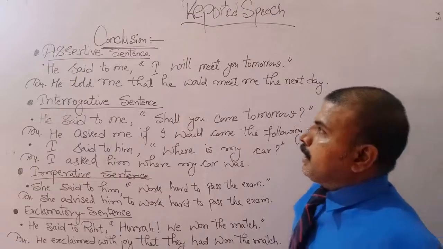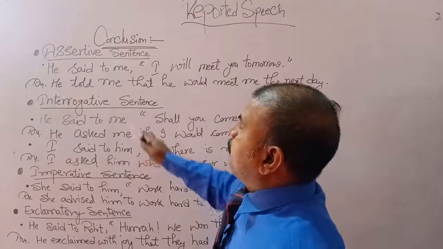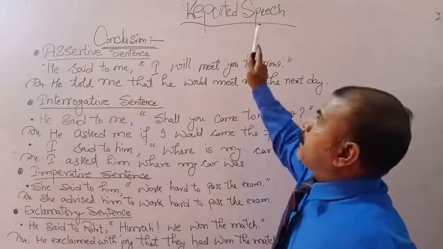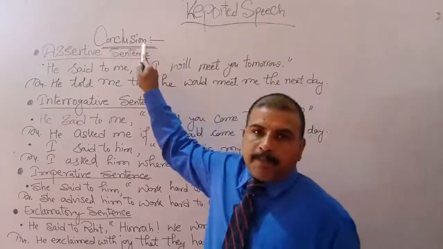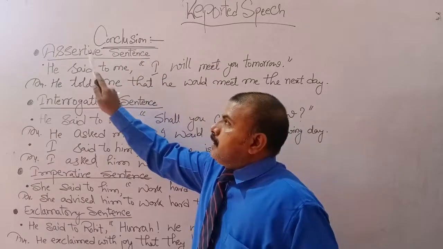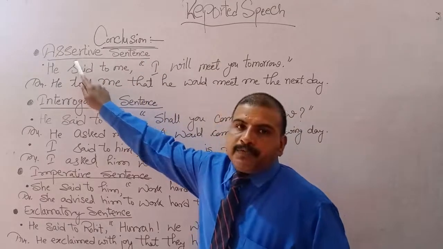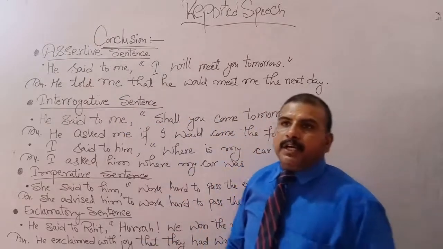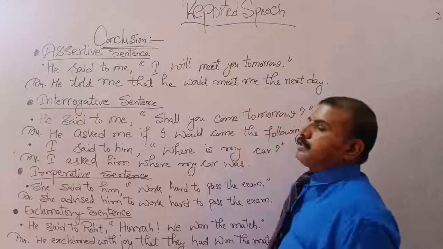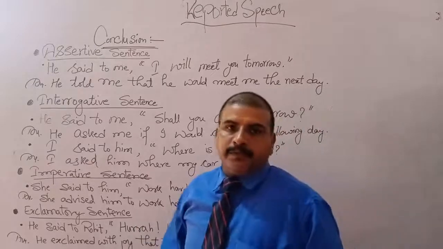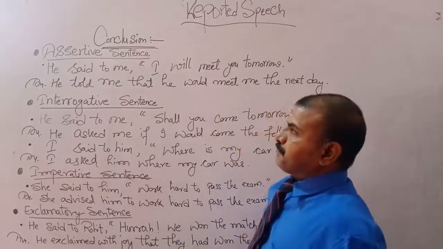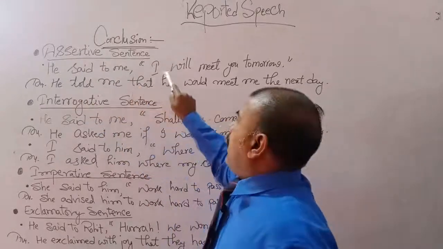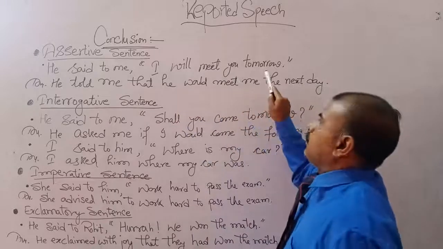So, the first type is assertive sentence. This video is about the reported speech conclusion part. Assertive sentence you studied earlier in your lower classes: the sentence which tells something is called an assertive sentence. Here: He said to me, "I will meet you tomorrow."